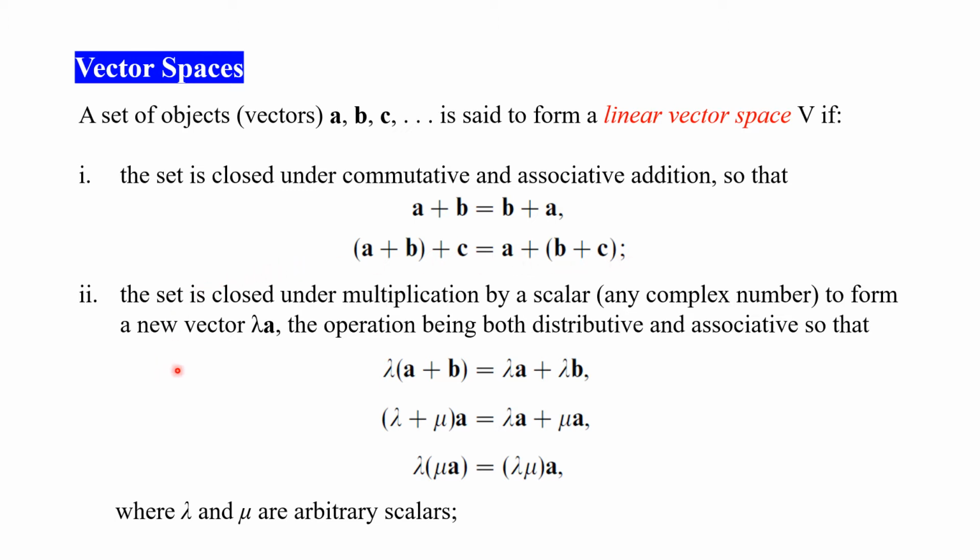The second property is that the set is closed under multiplication by a scalar. When we say a scalar, that is any complex number, to form a new vector lambda A. The operation is both distributive and associative, so that lambda times A plus B is equal to lambda A plus lambda B. And you also have lambda plus mu times A equal to lambda A plus mu A. And lambda times mu A is equal to lambda mu times A, where lambda and mu are arbitrary scalars.